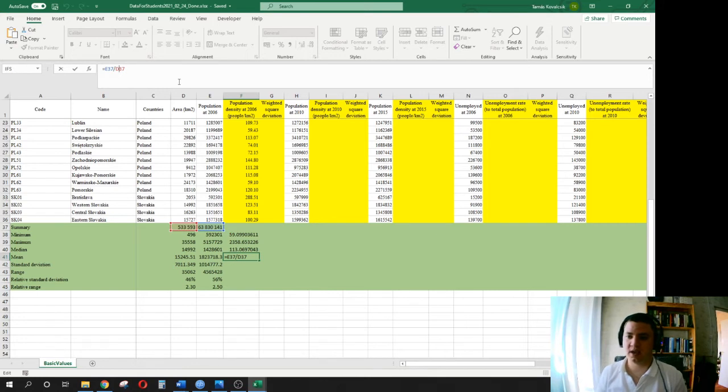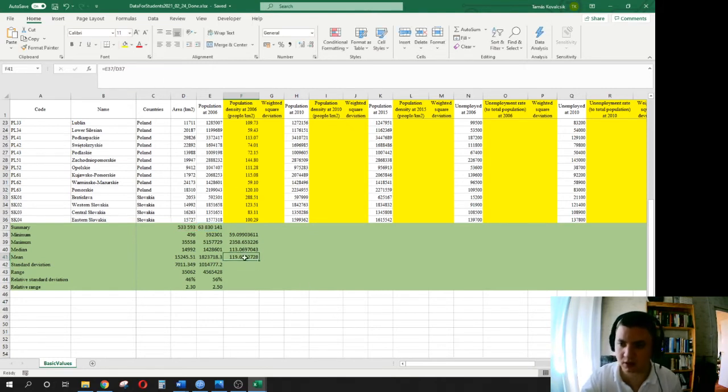Because we have an average population density for the whole observational area, this is the average number for the population density. How to calculate the population density for the whole observational area? Get all of the population in the observational area and divide it by the area.